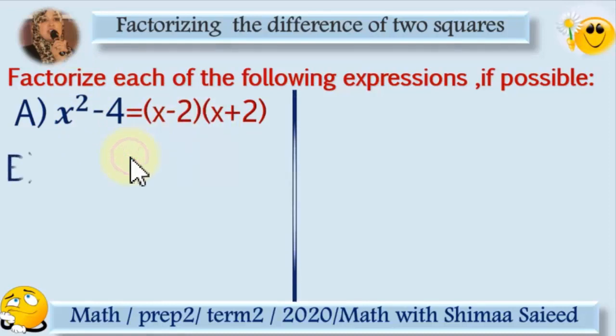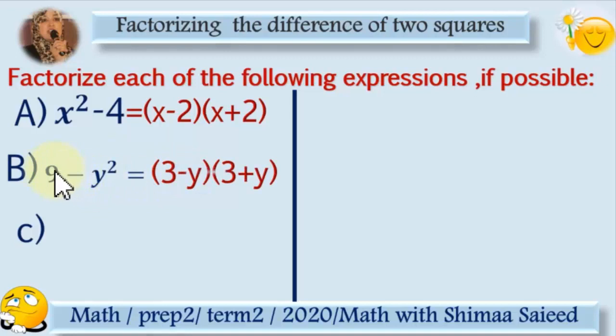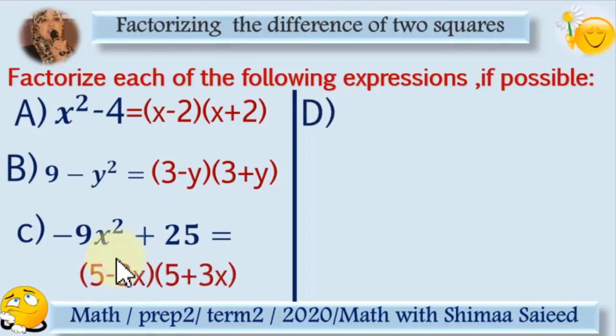The second one is we can factorize 9 minus y power 2 as 3 minus y times 3 plus y. 9 equals 3 times 3. Y power 2 equals y times y. What about negative 9x power 2 plus 25? We can write it as 25 minus 9x power 2 and say that the factorization equals 5 minus 3x times 5 plus 3x.